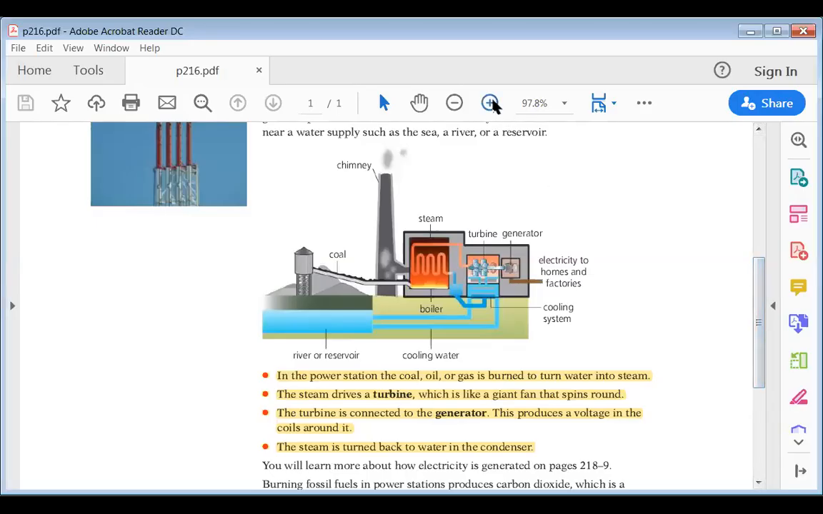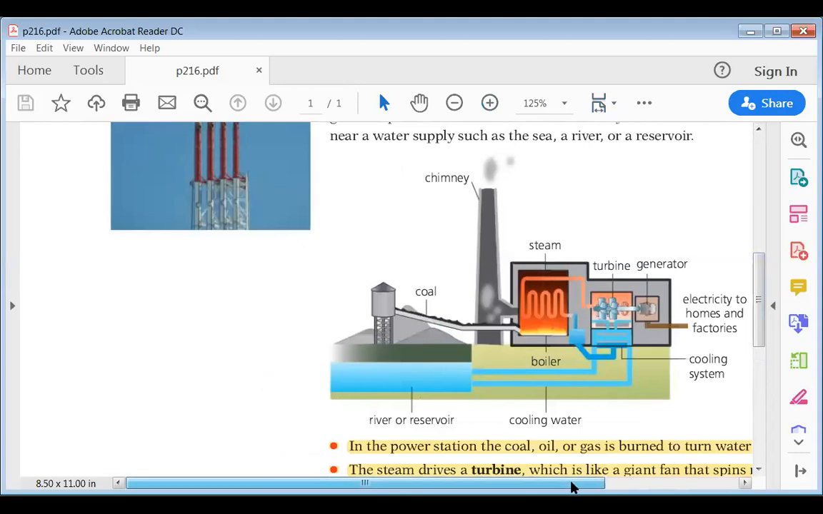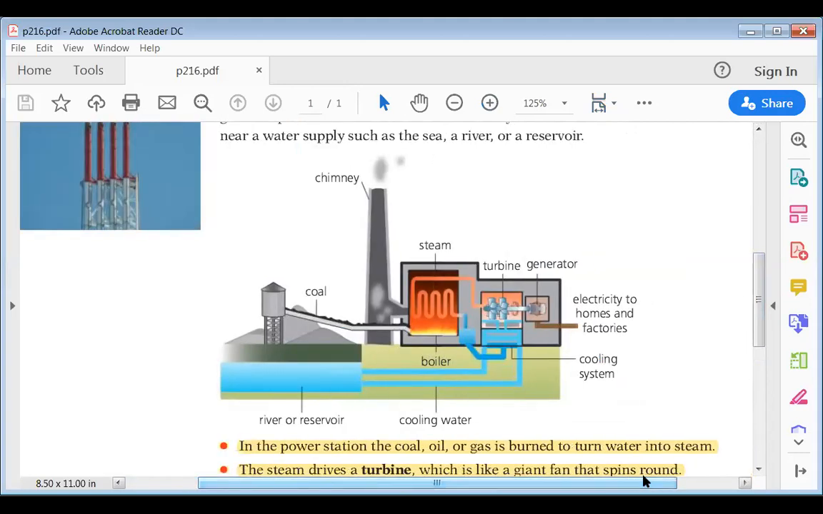Okay, look at the page. This is the power station. Okay, so in the power station here, you have the coal. You can see the coal. Let me get the pencil. Okay, you have the coal here. The coal will heat the water and the water will get into a boiler, okay? This is a boiler, okay? The boiler will turn it into steam.